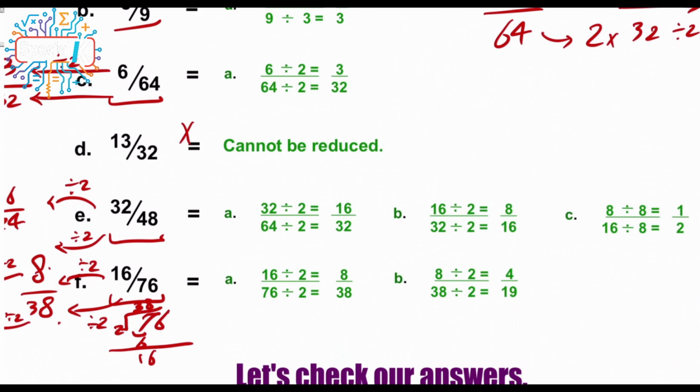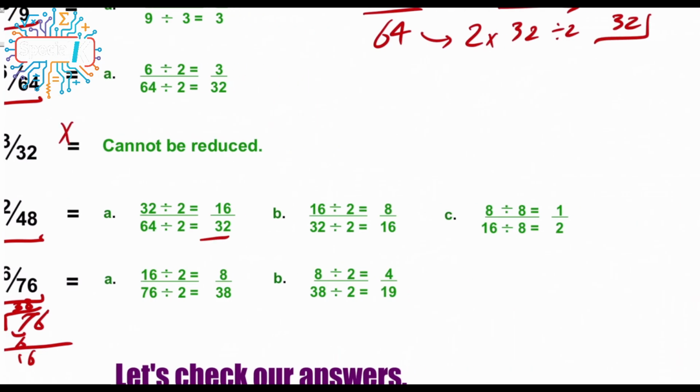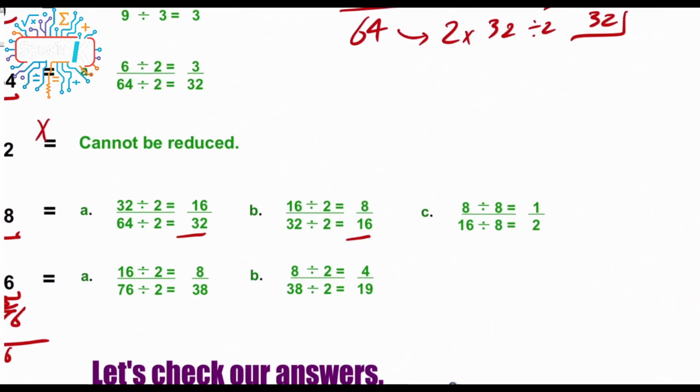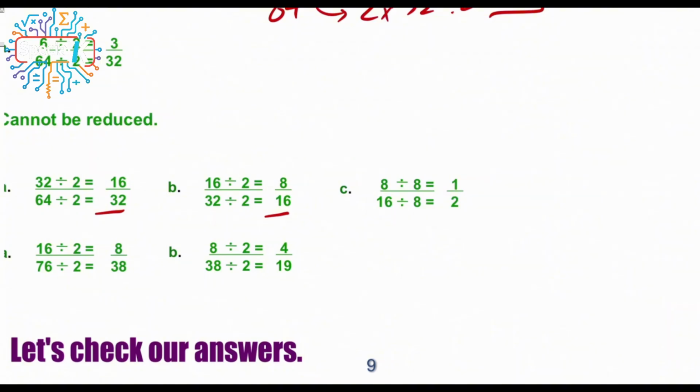Okay, let's go. 32 divided by 2, 16. 48 divided by 2, 24. Can I do more? Yes, I can. 16 divided by 2, 8. 24 divided by 2, 12. Can I do it more? Yes, I can. This guy divided by 2 is going to be 4. This guy divided by 2, 6. Can I do more? Yes, I can. Divided by 2, 2 and 3. So my final answer is 2 over 3.